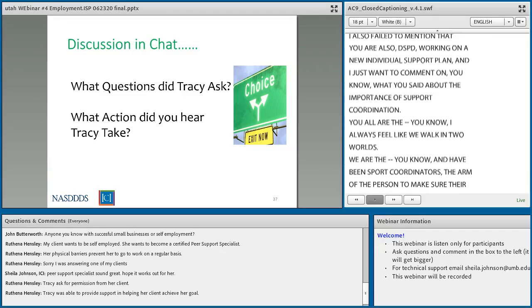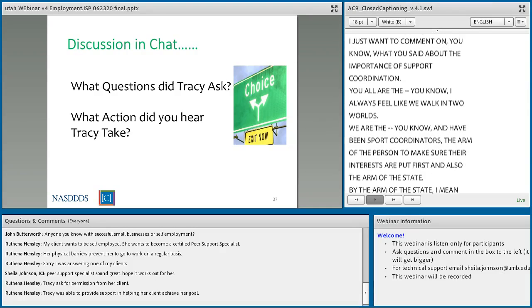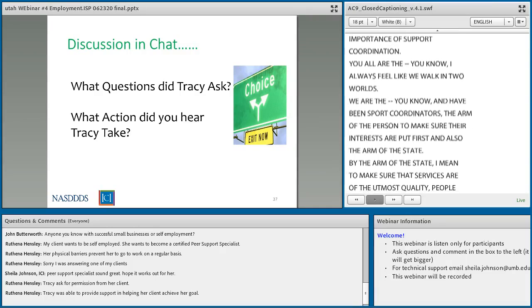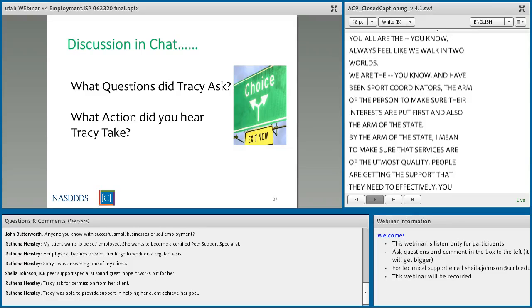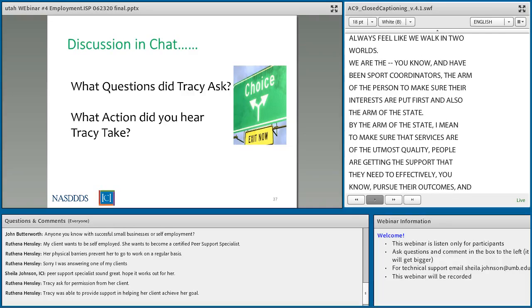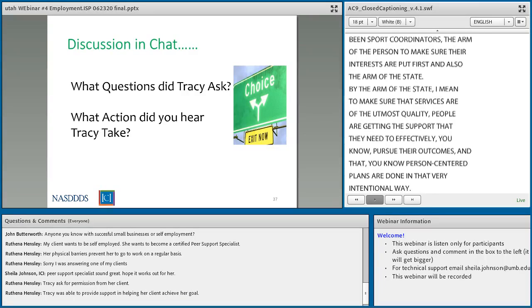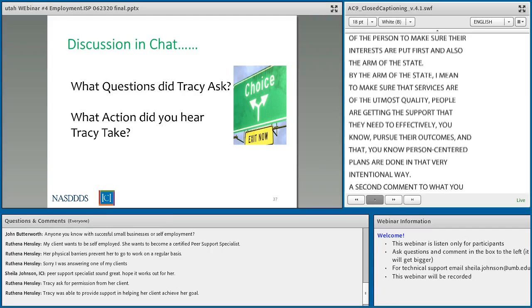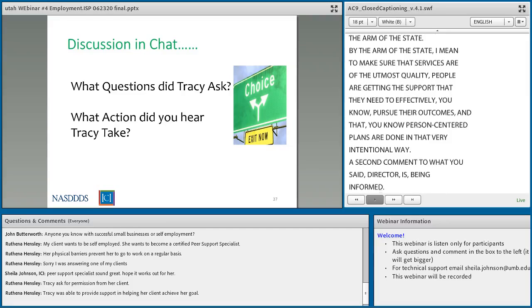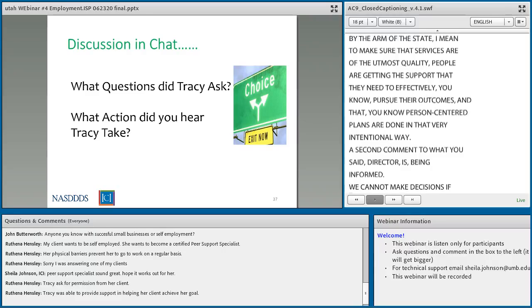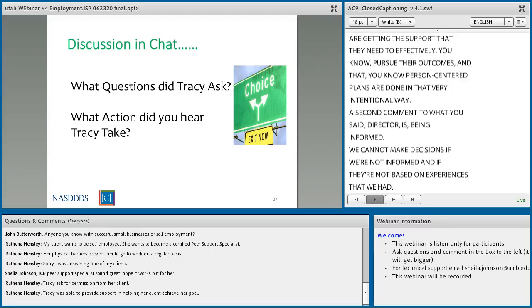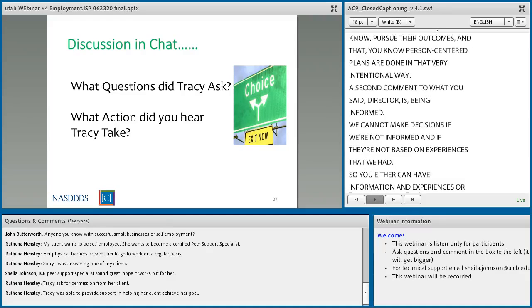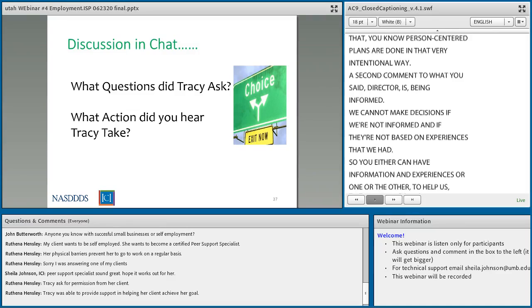And by the arm of the state, I mean to make sure that services are of the utmost quality, people are getting the support that they need to effectively pursue their outcomes, and that person-centered plans are done in that very intentional way. And then also a second comment to what you said, Director Pina, is being informed. We cannot make decisions if we're not informed and if they're not based on experiences that we had. So you either can have information and experiences, or one or the other, to help guide our path to those outcomes. So thank you for those comments.